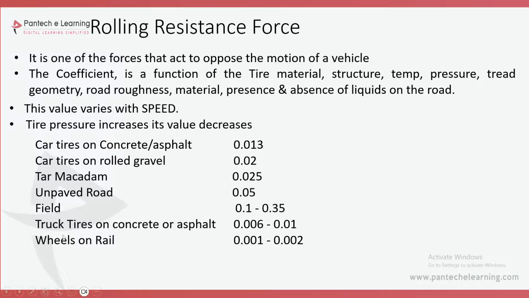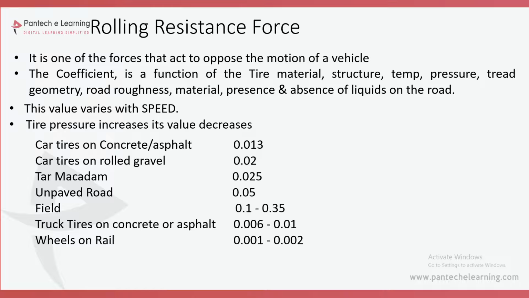The data you can get from Google only. The data is fed by the tire company, so the tire manufacturer gives the coefficient value based on parameters like tire material, structure, temperature, and pressure. These values vary with the speed. As the pressure increases, the value will decrease. So these are the coefficient values, and you can use them to get the value.